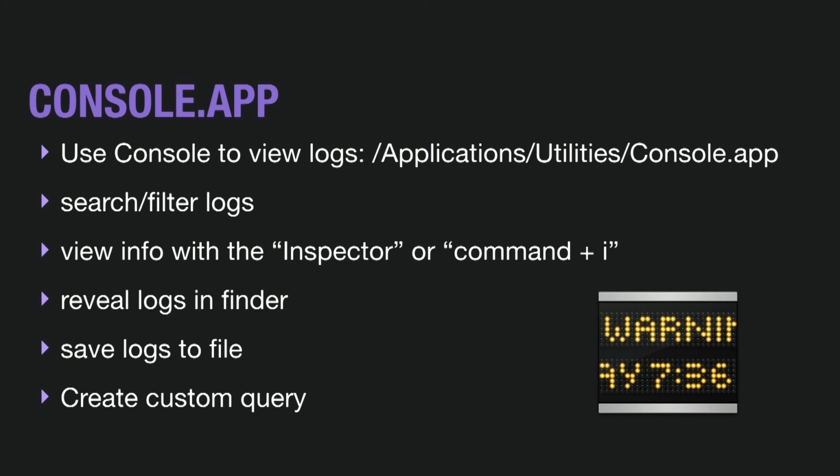Console app. We'll give Console a little love here. We use it to view log files. It's in the Utilities folder. We can search, we can filter, we can do a command I on an individual log file. We can get a little bit more detailed information about that log. We can reveal those logs in the Finder. We could save them if we found what we're looking for. Let's export it out, let's make a copy, or we can create a custom query.